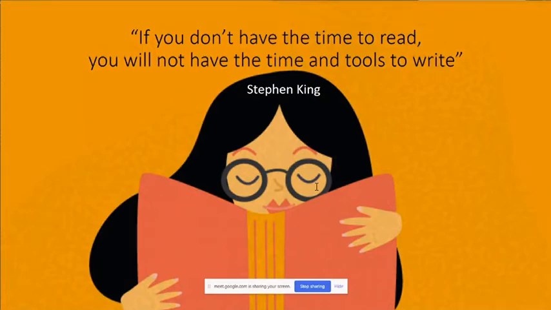Remember this: if you don't have the time to read, you will not have the time and tools to write. Everything else is just an excuse. Being a student, you must read. Remember that.